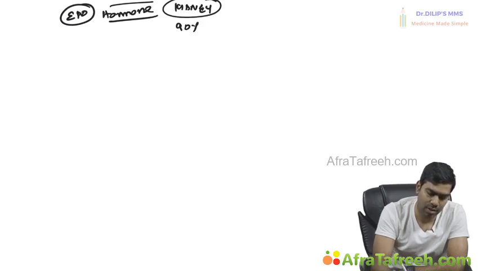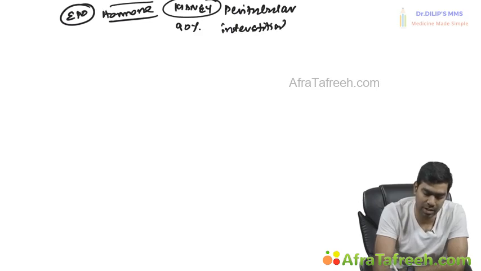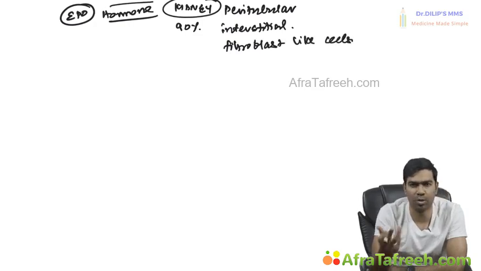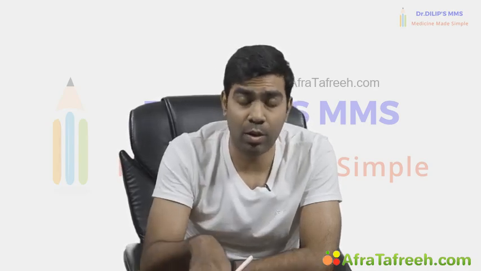90%. In the peritubular interstitial, not in the tubules, non-tubular cells, interstitial fibroblast-like cells. Fibroblast-like cells typically near the proximal convoluted tubule. This is a usual location, but apart from these are the interstitial fibroblast-like cells. This is where you are going to get the erythropoietin from.